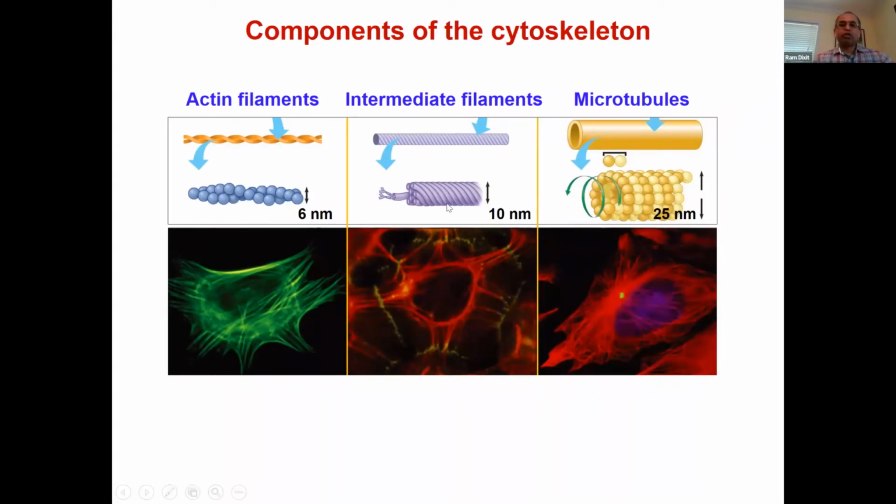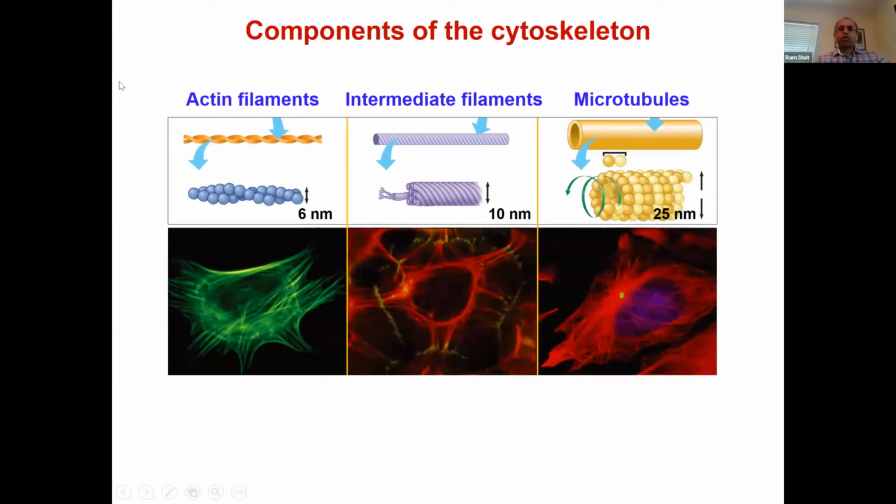And then finally, we have intermediate filaments that are about 10 nanometers in diameter. And here we're looking at keratin filaments extending from desmosomes in epithelial cells. So this is very important for skin and other kinds of epithelia, for example.